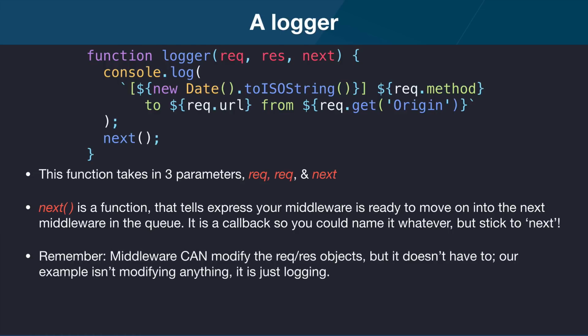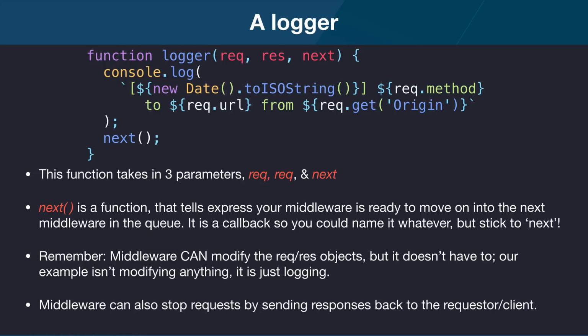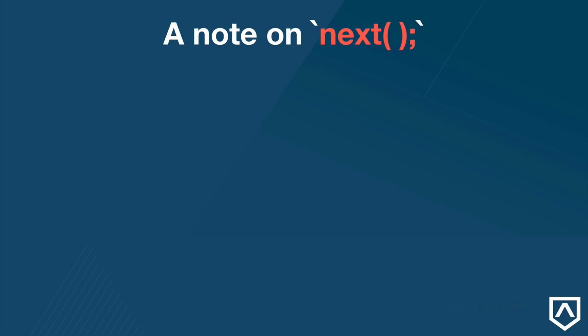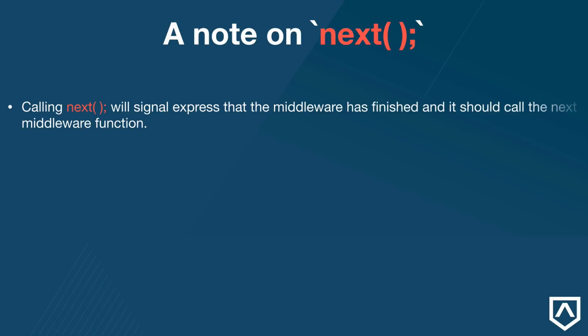So remember, middleware can modify the req and res objects, but it doesn't have to. Our example isn't modifying anything, it's simply logging out a string. And then we call next and go into the next middleware function. Middleware can actually stop requests by sending responses back to the requester or the client that made the request. Here's a strong emphasis on next. Calling next will signal to Express that the middleware has finished and it should call the next middleware function.